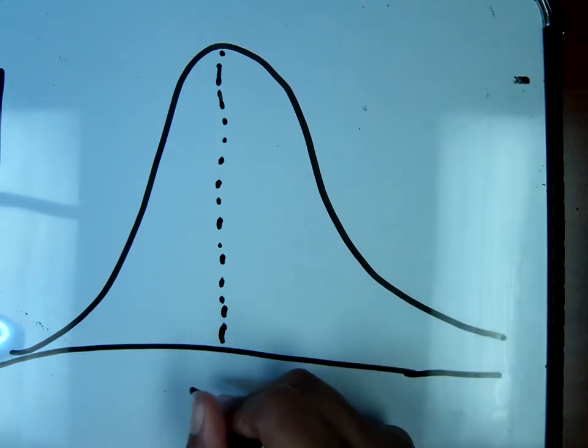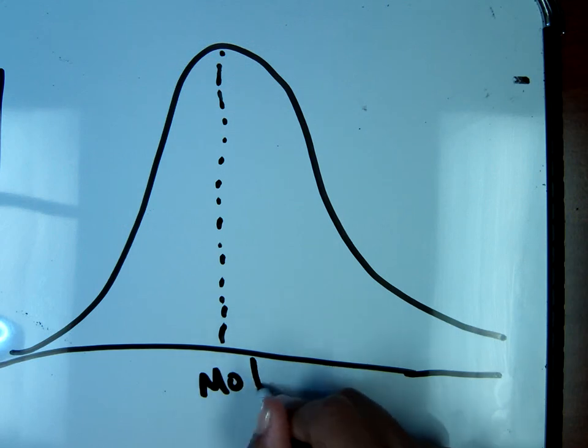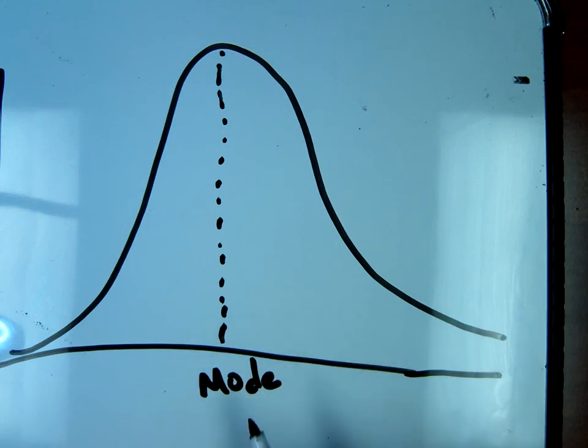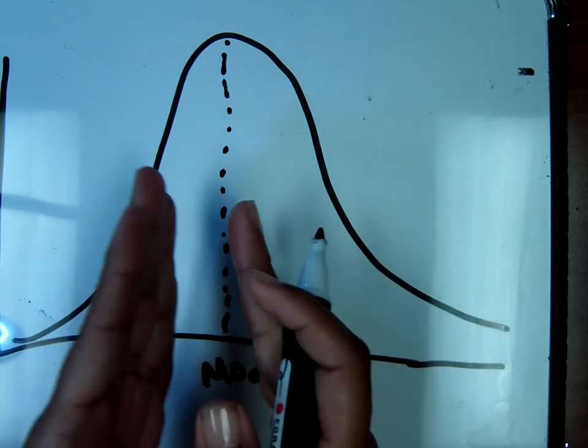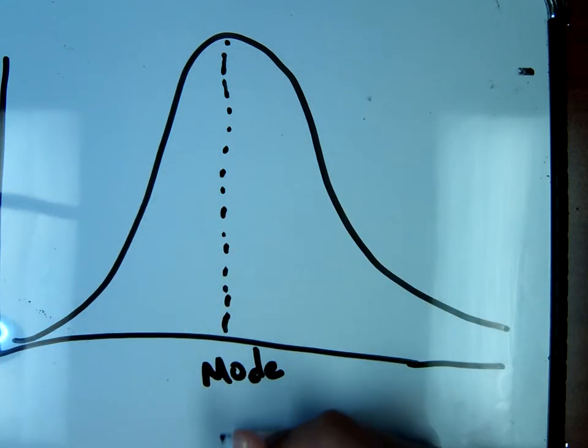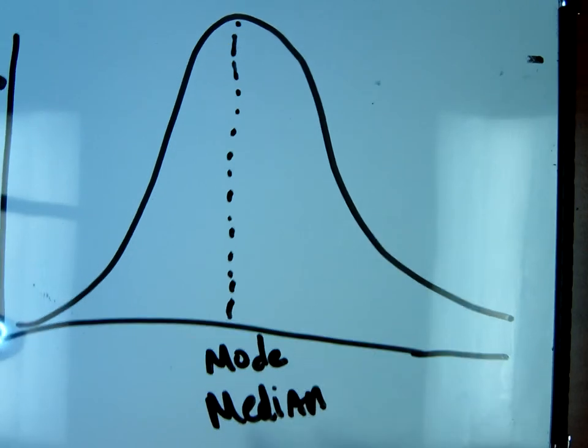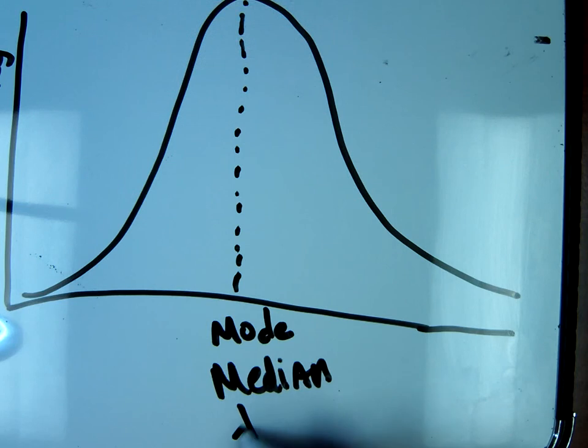In this example, this is the mode, which is the peak. It's also the median because it happens to fall where 50% of the scores are above it and 50% are below it. This would be considered the median, as well as the mean, which we've been denoting as X bar. Right, we should all by now have an idea of how to get that.